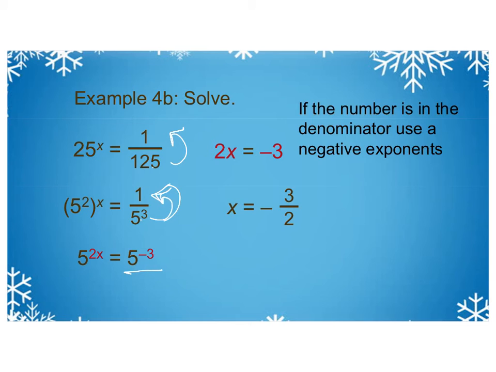Now they have the same base. I can set the two exponents equal. I get 2x equals negative 3. Divide by 2. I get x equals negative 3 halves. Okay, so if one of the numbers you're working with is in the denominator, use a negative exponent to bring it out.